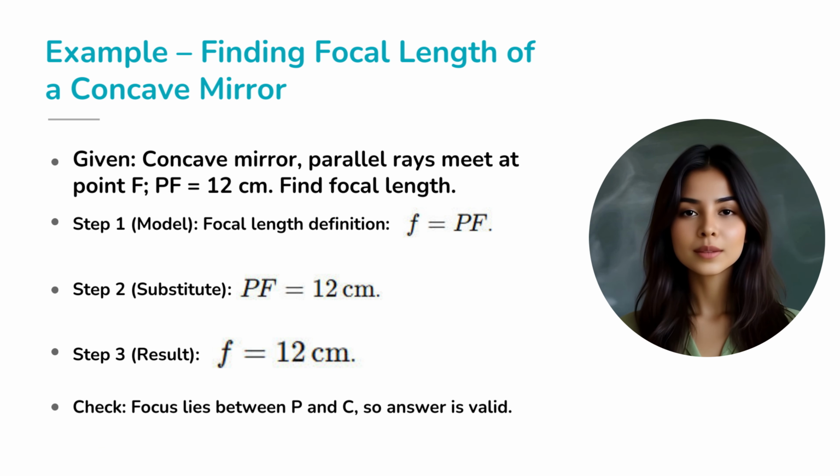Let's solve a quick one. Suppose a concave mirror has its focus located 12 centimeters away from the pole. What is its focal length? Step 1. Recall the definition. Focal length F equals PF. Step 2. Substitute the value. PF equals 12 centimeters. Step 3. So F equals 12 centimeters. That's it. Always remember, the focal length is just the distance from the pole to the focus, nothing fancy. The trick is identifying whether the focus is real, concave, or virtual, convex.